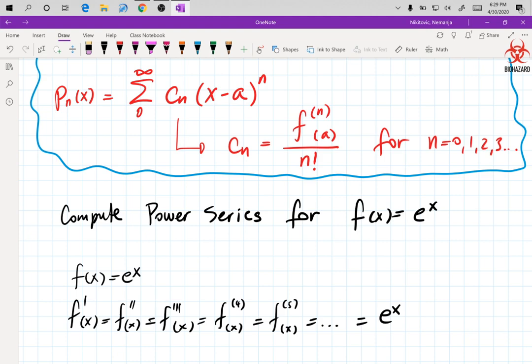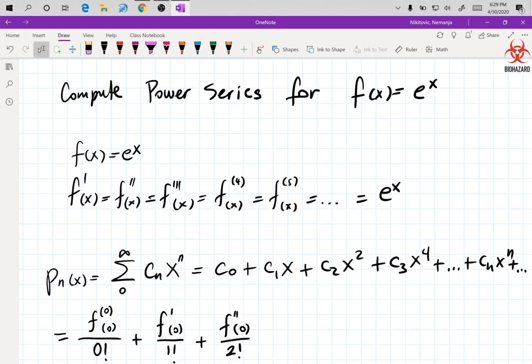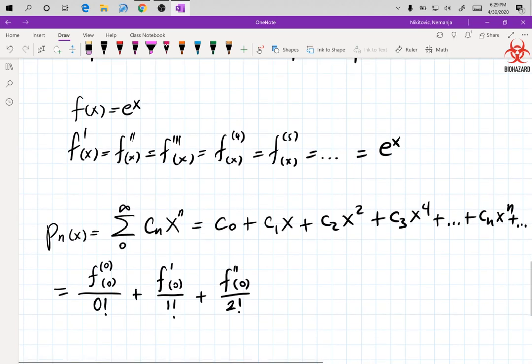So no mention of center means center it at 0, a Maclaurin series, which means you will be plugging a 0 into each one of these derivatives. If I say center at 7, then a is equal to 7, and each one of these derivatives would be computed at 7. So it's just, follow the formula, be careful.